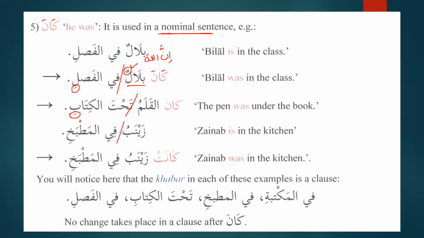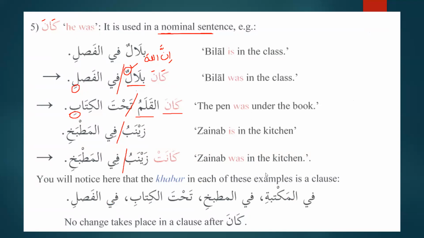And if you want to say Zainab was in the kitchen, of course, now we have to make sure that we say kanat Zainabu, because as we know, the verb changes according to the doer. So if the doer is masculine, we will say kana, and if the doer is feminine, then we will say kanat. As we can see here, kanat Zainabu fil matbakhi. So here fil fasli and taht al kitabi and fil matbakhi.